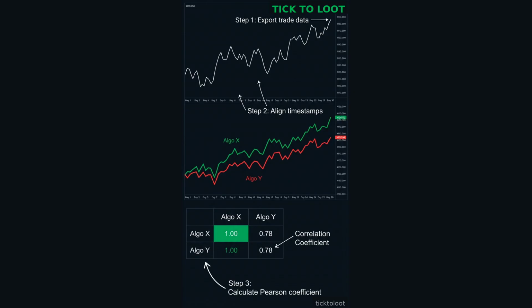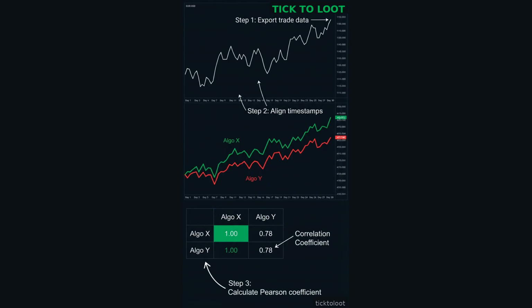Measuring the relationship between two algorithms may sound technical, but we can break it down into 5 easy steps, just like following a recipe. Step 1. Export the trade data. Most platforms let you download a CSV file that lists every trade: the time it opened, the price, the direction, buy or sell, and the profit or loss. Think of this as gathering all the ingredients you need for a cake.